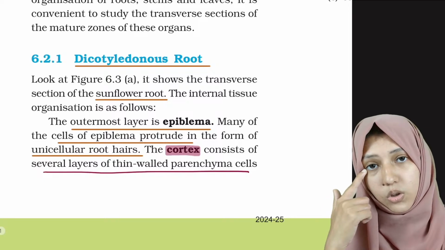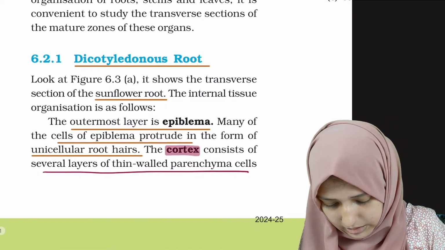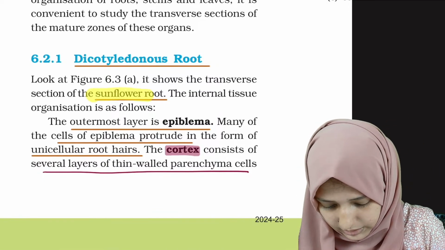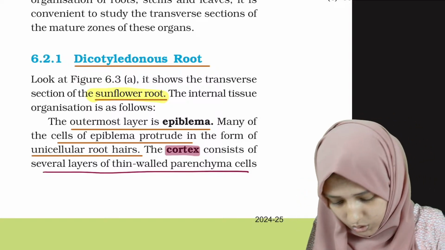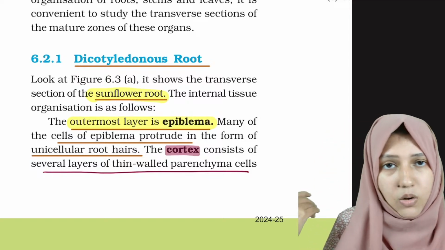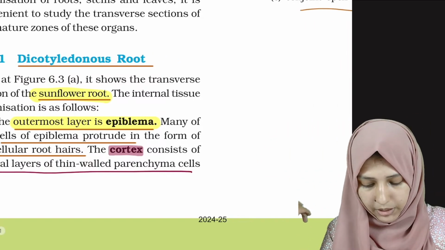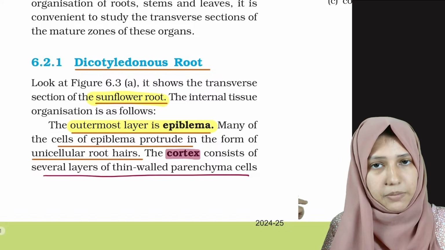Dicot root, for example, we will be taking sunflower. Transverse section of sunflower root. So the outermost layer is epidermis, right? Here it is known as epiblema. What is it known as? It is known as epiblema. So the outermost layer is epiblema.